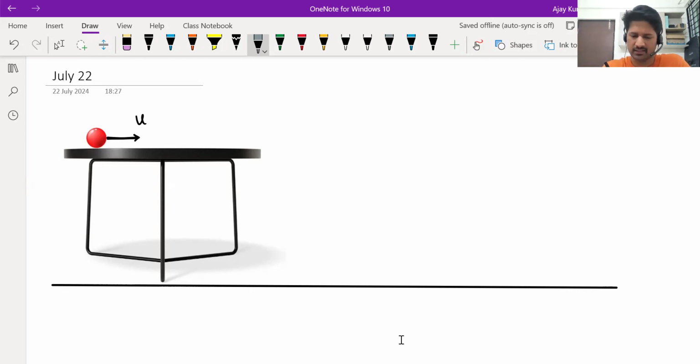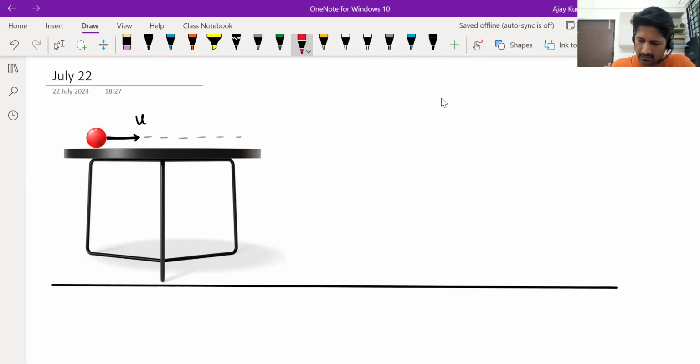Anyone else? Aishwarya, Nitya? It follows a straight line. Nitya says it follows a straight line. Pawan, what are you saying? Same, sir. Let's assume the table is smooth. Let's not consider the effect of friction as of now. So it follows a straight line path till it reaches the edge of the table.